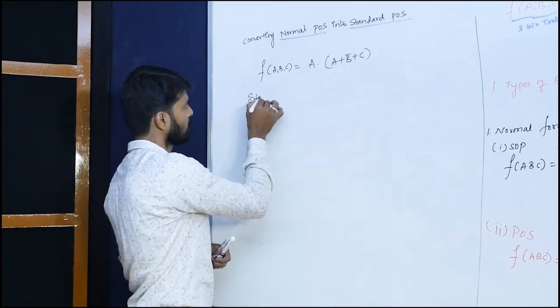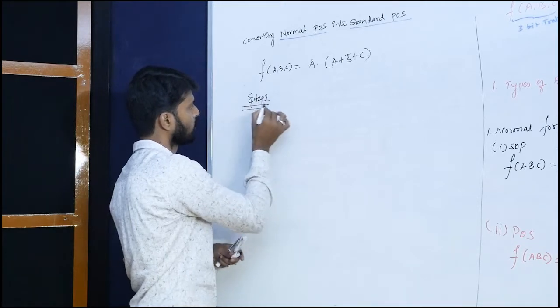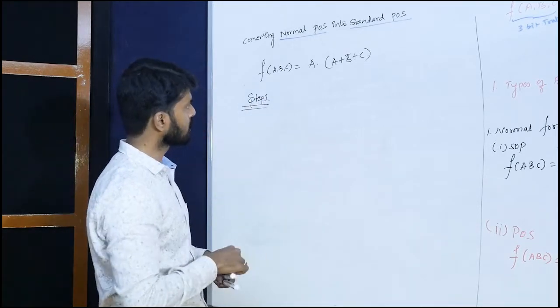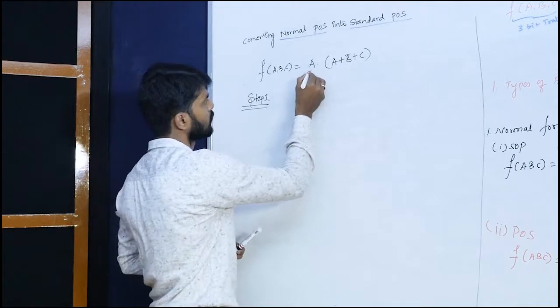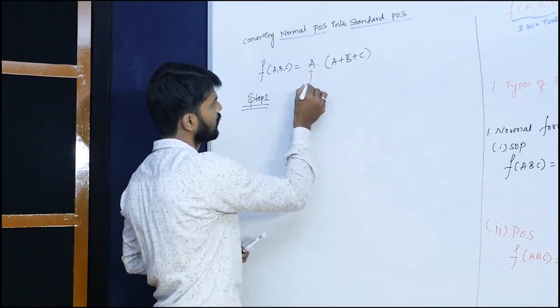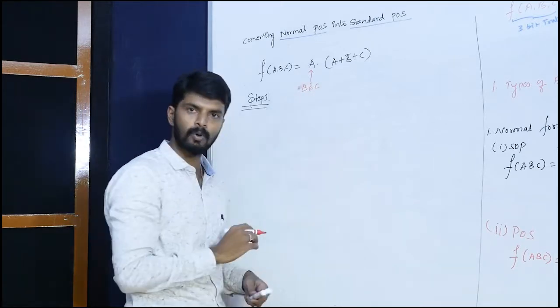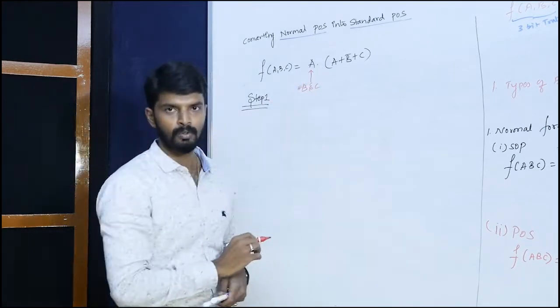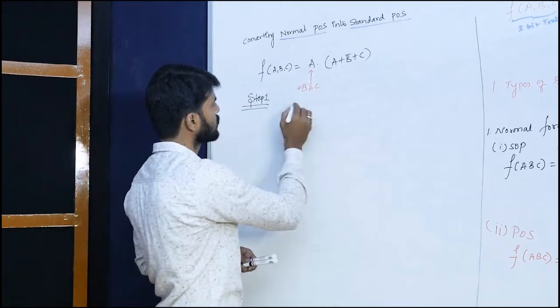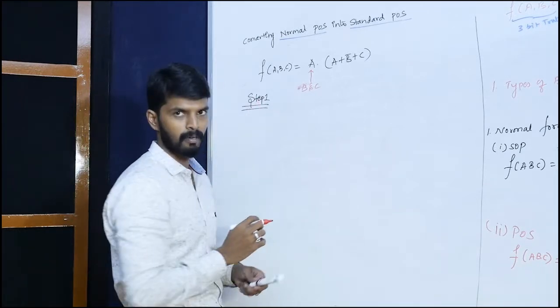So first, what is step 1? Step 1, we need to find out the missing term. So in this case, which are the missing terms? In this case, the missing terms are B and C. These two are the missing terms. In the other term, there is no missing term at all. So first, we find out the missing terms.